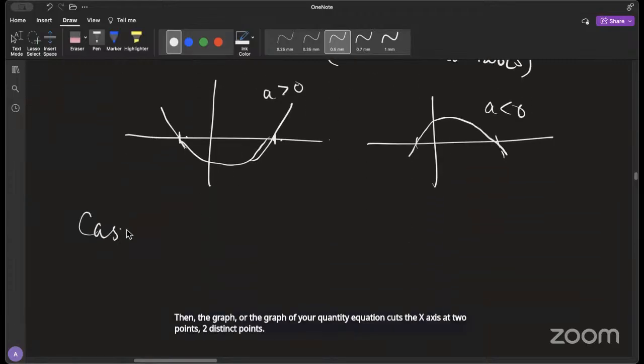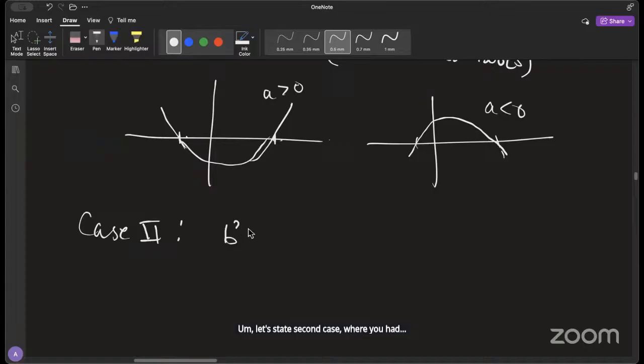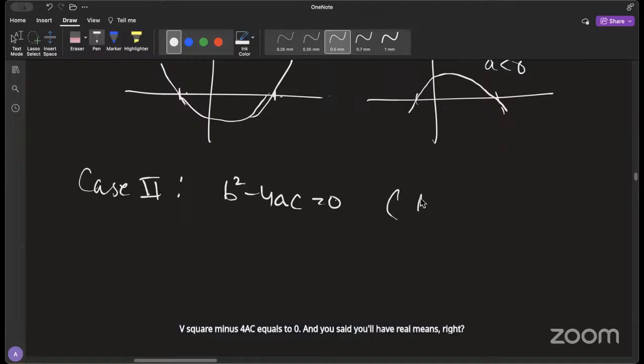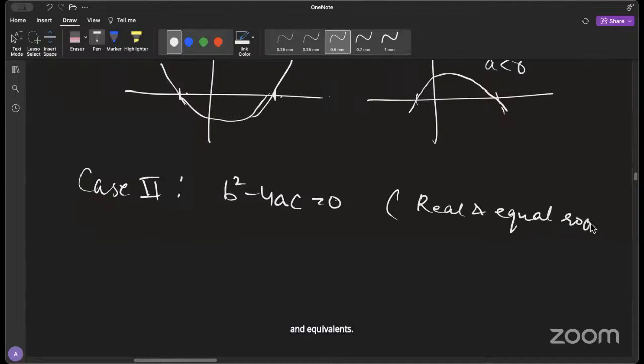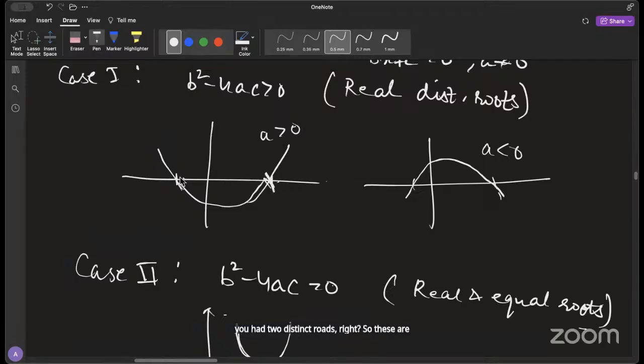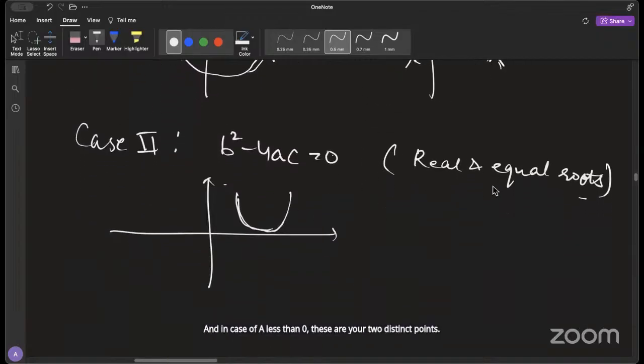Now let's take the second case, where you had b squared minus 4ac equals 0, and you said you'll have real and equal roots, right? That means it will look like this, whereas here you had 2 distinct roots, right? So these are your 2 distinct roots. And in case of a less than 0, these are your 2 distinct roots. And if you have real and equal roots, that means you only have one root, and it's repeated 2 times, right?